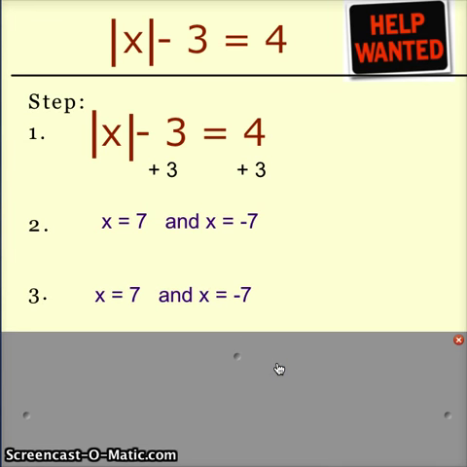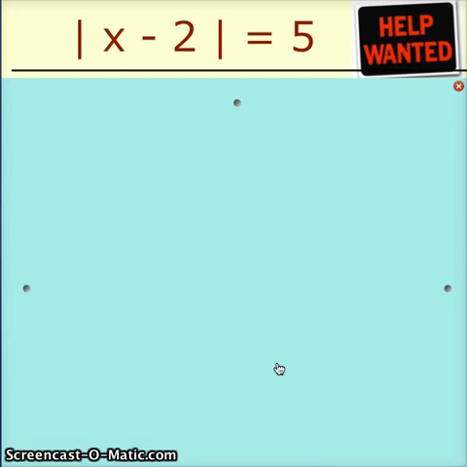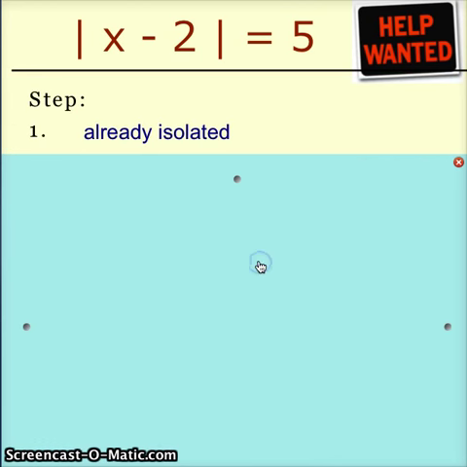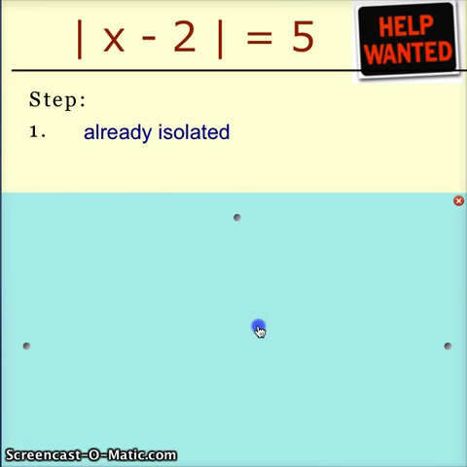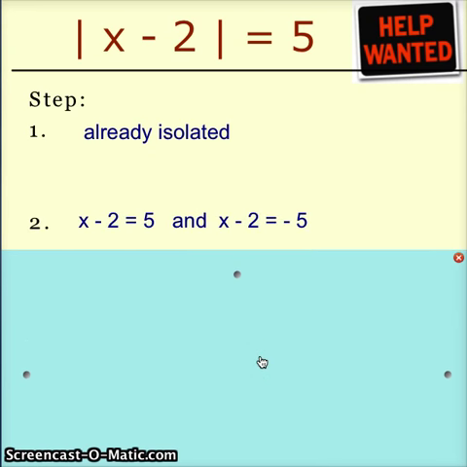Try to substitute it back in. The absolute value of 7 minus 3 is 4. The absolute value of negative 7 minus 3 is also 4. Another one. The absolute value of x minus 2 equals 5. We're lucky here because the absolute value is already isolated, so we don't have to do anything here. Since it equals positive 5, we can set this up as two separate equations. x minus 2 equals 5 and x minus 2 equals negative 5.